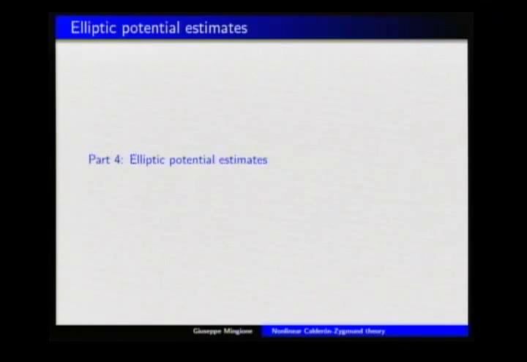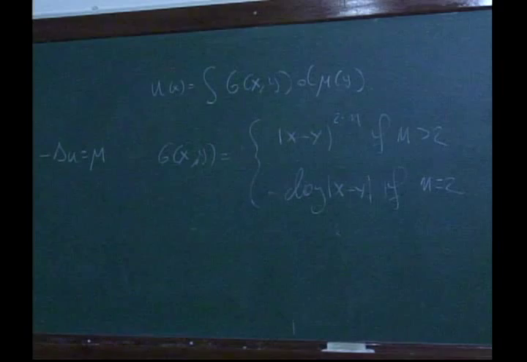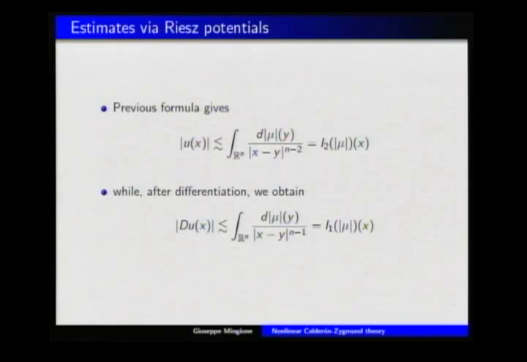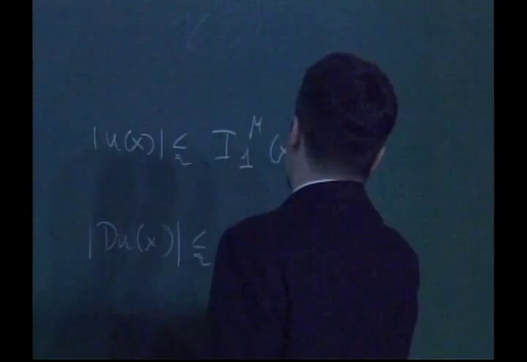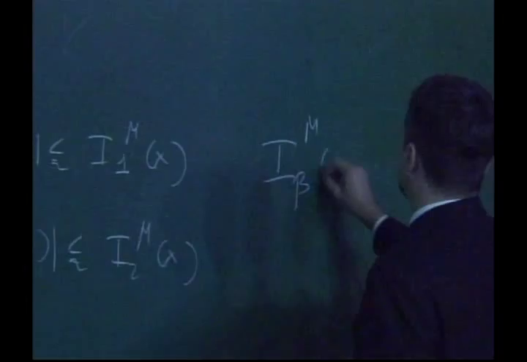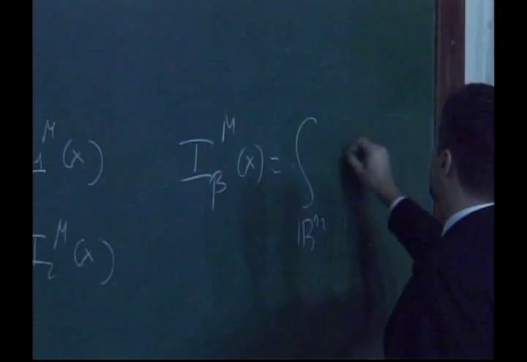If you now take a few consequences, not looking at second derivatives, but just looking at u and the gradient of u, then you get the following. First, u can be bounded by I_2, which is the Riesz operator, the fractional Riesz operator. And then the gradient can be bounded by this other Riesz operator. So let me write down these formulas here, because they will be very important in the rest. So this is I_1 of mu at x, and this is |Du| less than or equal, modulo a constant, of course, to I_2 of mu at x. And let me recall that I_beta of mu is, in this case, defined as the integral over the whole R^n, d|mu|, total variation.